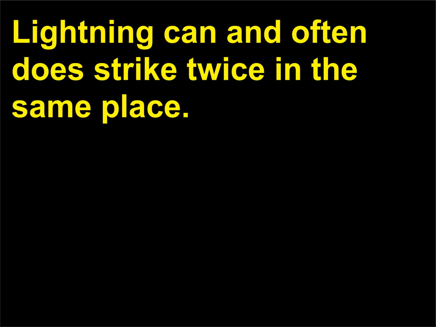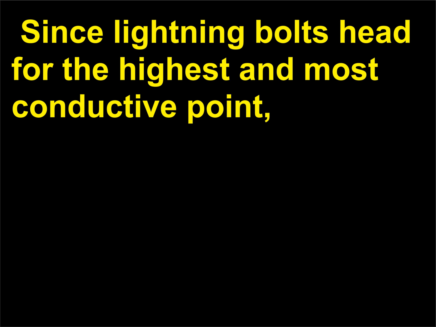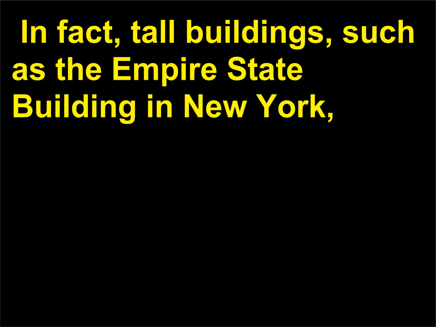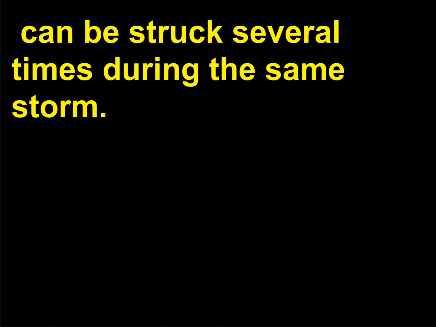Lightning can and often does strike twice in the same place. Since lightning bolts head for the highest and most conductive point, that point often receives multiple strikes of lightning in the course of a storm. In fact, tall buildings, such as the Empire State Building in New York, can be struck several times during the same storm.